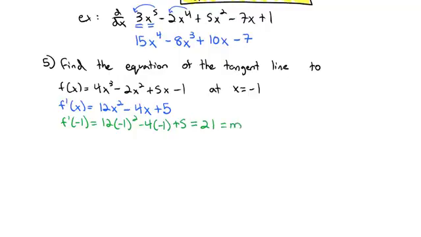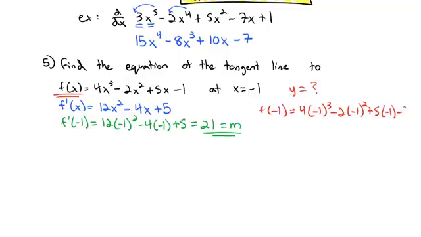So the slope we now know is 21. We do need to know the y-coordinate of this point. When x is -1, what does y equal? So we do need to plug the -1 into the original function as well. f of -1 is equal to 4 times -1 cubed minus 2 times -1 squared plus 5 times -1 minus 1. So our y-coordinate is equal to -4 minus 2 minus 5 minus 1, which gives us -12.